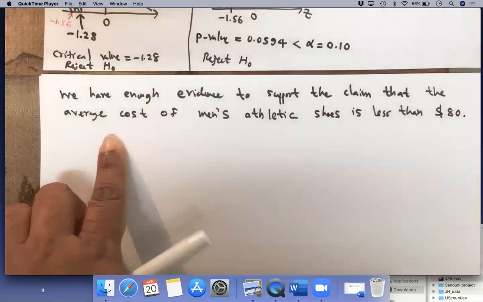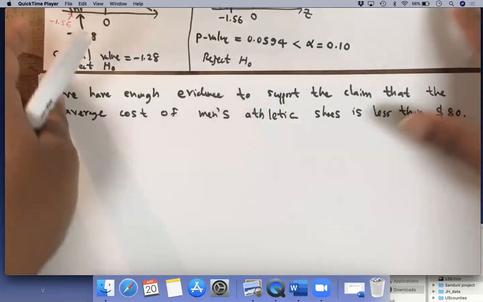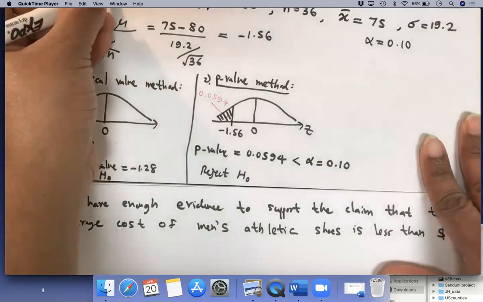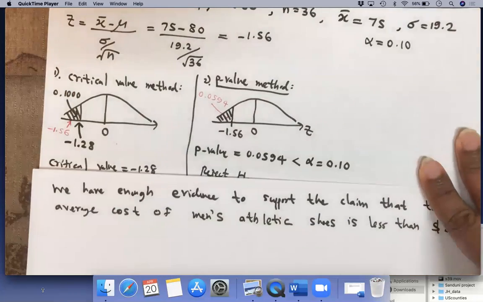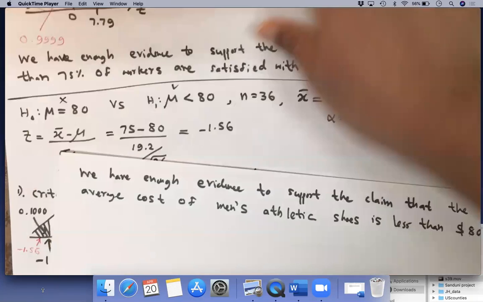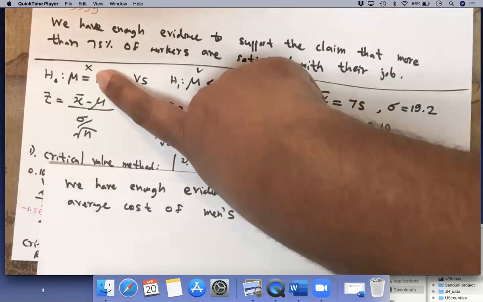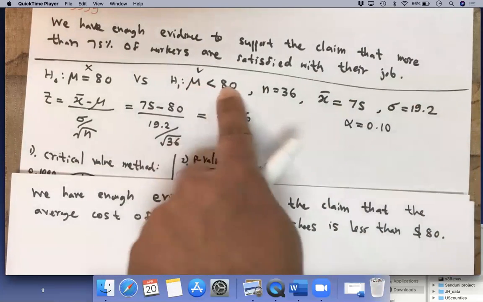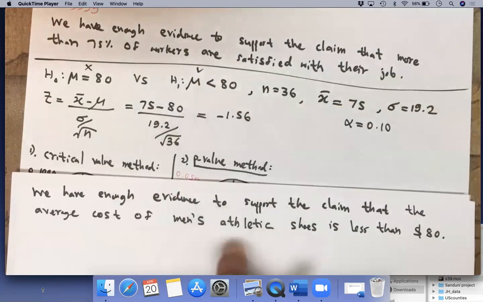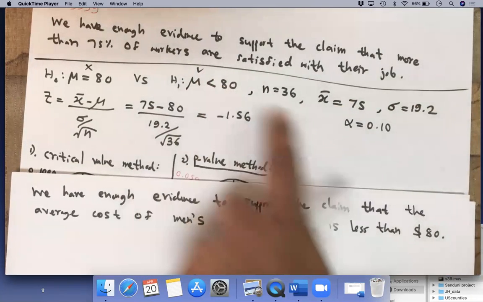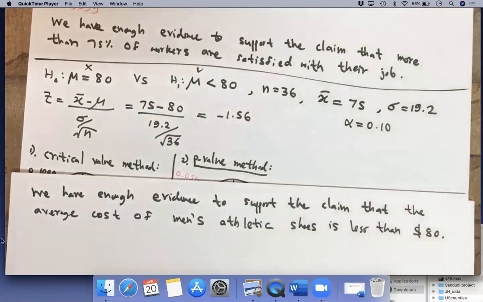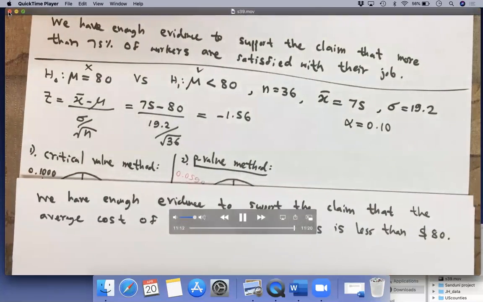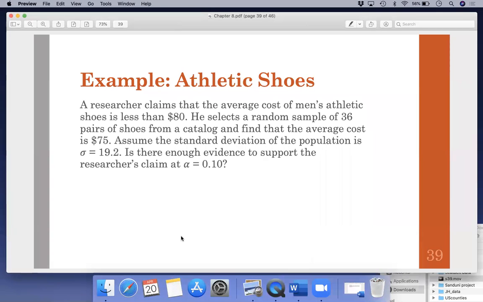Very nice interpretation. Here we reject H naught. So this is wrong. This is correct. We reject H naught, so H1 can be correct. That's why we have enough evidence to support our claim that the average cost of men's athletic shoes is less than 80. So that is the final answer for slide number 39, athletic shoes.